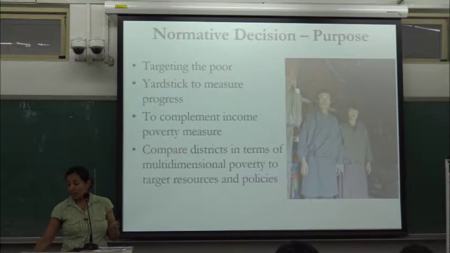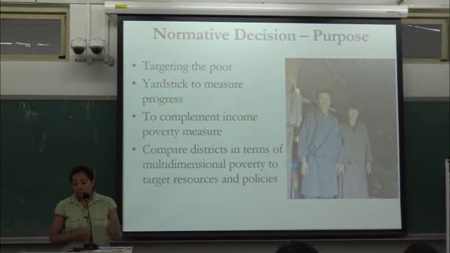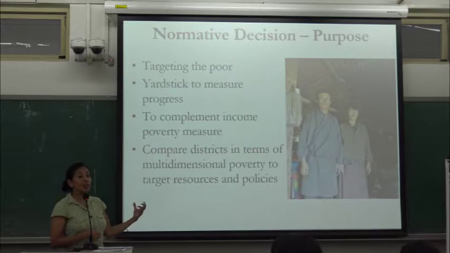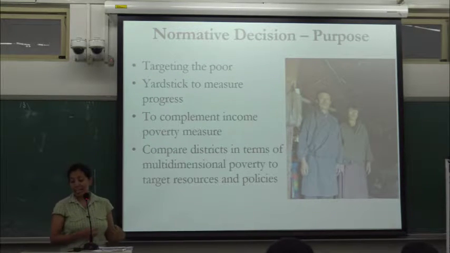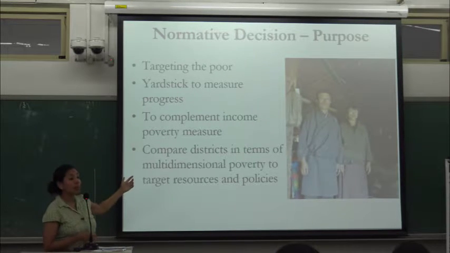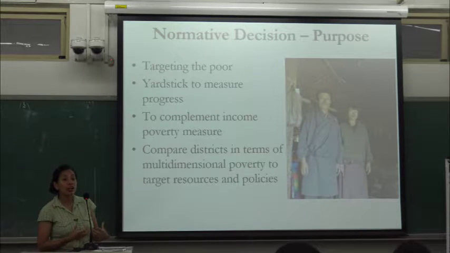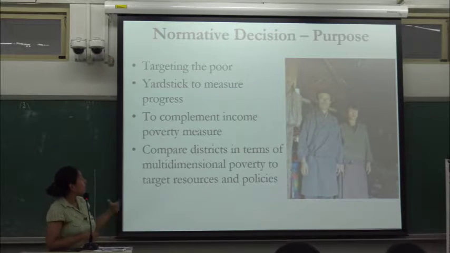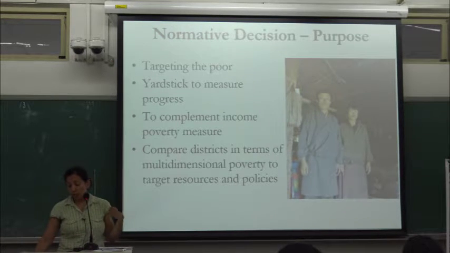So this implicitly changes some normative decisions. For instance, both measures could be used obviously for targeting the poor or as a yardstick measure of progress, but instead of including income inside the measure, income is seen as a complementary or supplementary poverty measure to this index. So income is not part of this index. We can also compare districts and results and draw conclusions for poverty policy purposes.